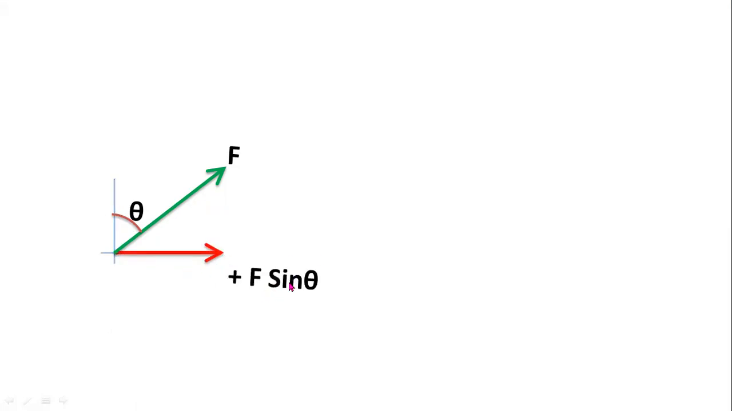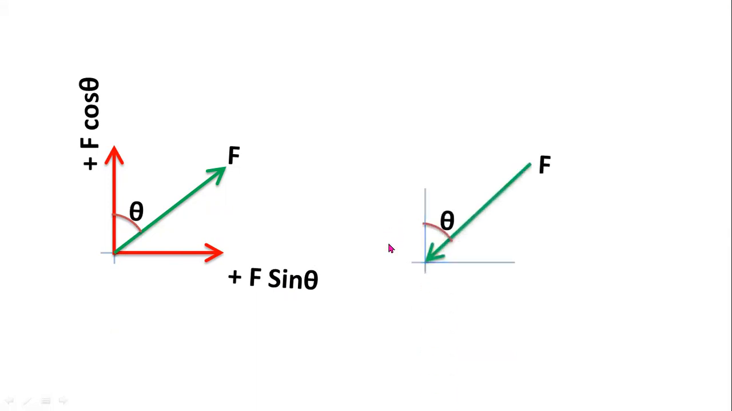In similar way, this force also lies in the first quadrant, but it makes an angle theta with respect to the y-axis. Then this is the x component, F sine theta, because this is the opposite side. This is the adjacent side, so this is F cos theta. In similar way, this is F sine theta, this is F cos theta.